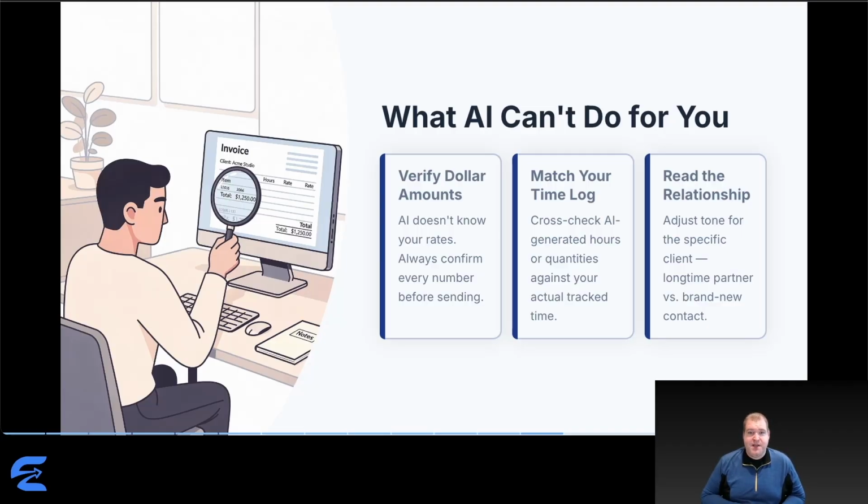And client relationship. AI produces professional or friendly language based on what you tell it in the tone field. But you're the one who knows whether this particular client needs an even warmer or more formal approach than your default. These aren't weaknesses in the workflow. They're the review pass that keeps you in control of what goes out under your name.